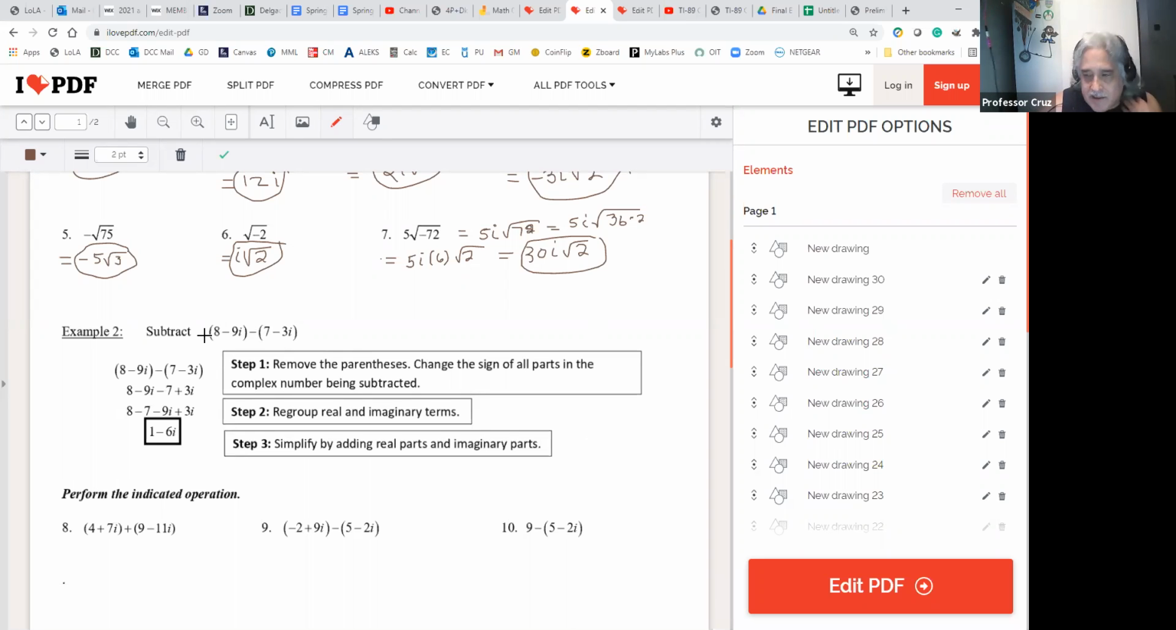In this case, it's a subtraction. So you pass the negative sign under the 7 and into the negative 3. So it makes negative 7 and plus 3, and then you put together the like ones. So it's 8 minus 7, negative 9 plus 3i. So 1 minus 6i.